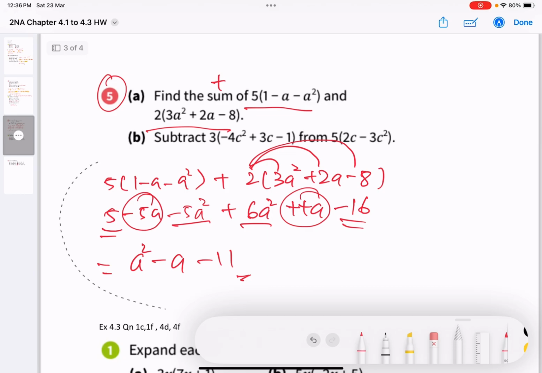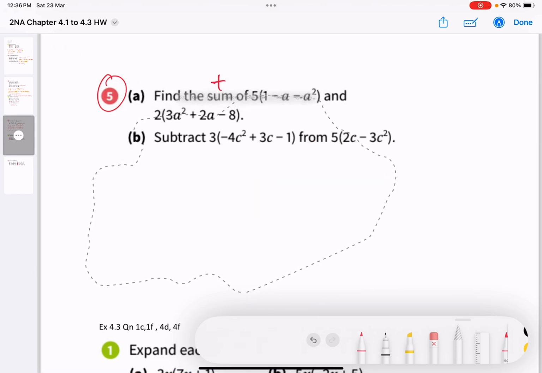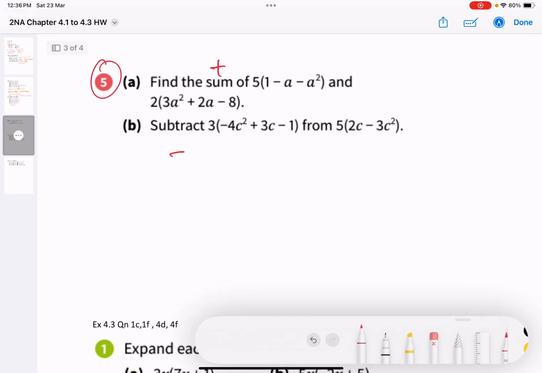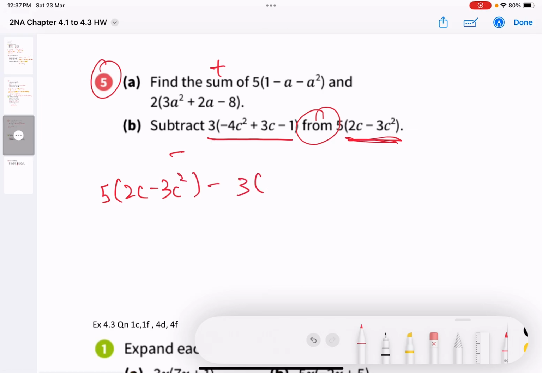Okay, I'm going to delete off this thing so that I have a little bit of space over here. Now we know subtract means minus. Subtract this whole thing from. From is very important. From is our starting point. The word from means you start from there. Okay, so I will start from here. 5(2c minus 3c²) minus 3(negative 4c² plus 3c minus 1).